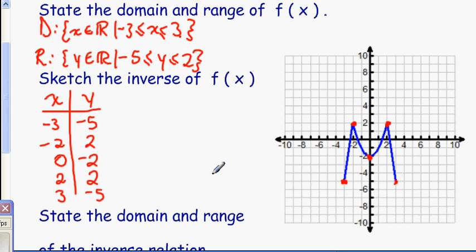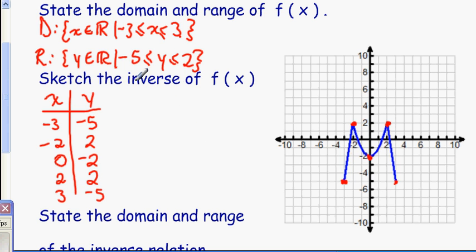So you want to choose points that make it easy to reflect, right? So there's no point of choosing this point here because it's not a very clear point to begin with, so it's not going to be helpful for us to try to reflect it. So you want to choose clear points that help define the shape of the graph.